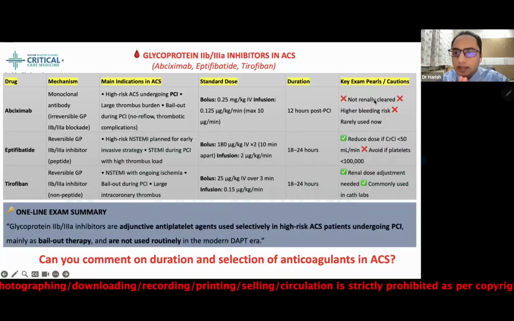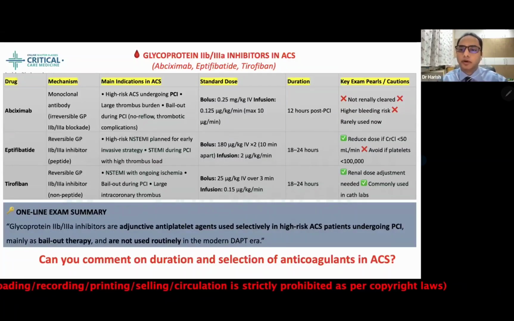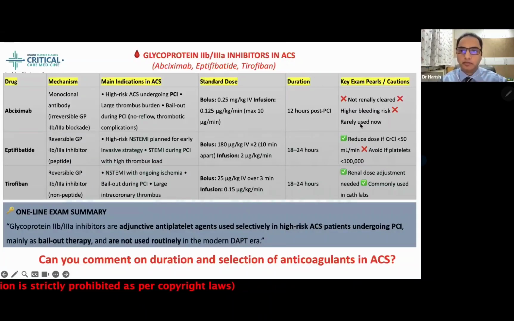So not renally cleared. Okay. So that you need to remember, high bleeding risk. So rarely used now, that is the apixaban, because of the bleeding risk.